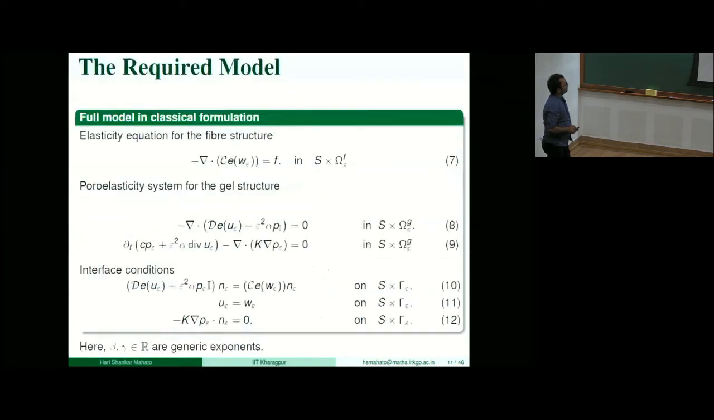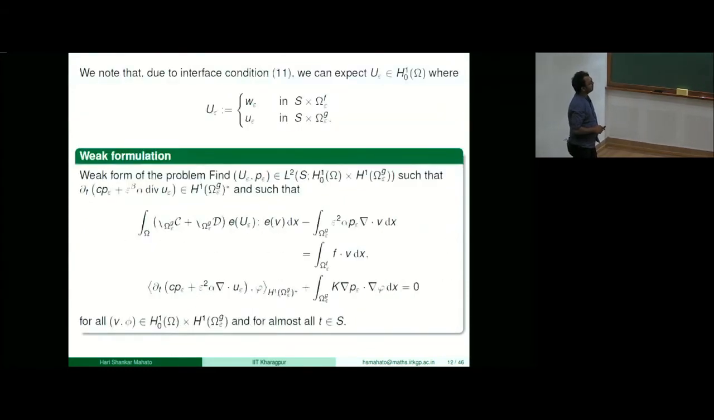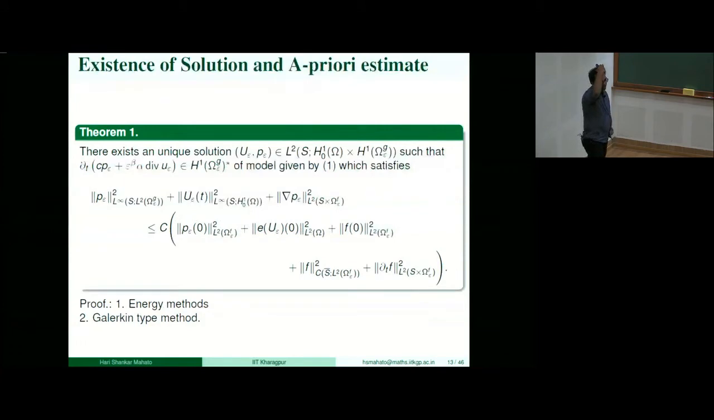Since we have the continuity of the displacement, we introduced a capital U epsilon, where when we are in the microfiber part, we'll denote it by W epsilon. When we are in the gel part, we'll denote it by U epsilon. And then we can define the weak solution in this fashion, where we are looking for the solution in this space, where the time derivative is in the dual space. All right, that's the standard weak formulation setting. And then by usual energy methods and Galerkin's approximation, we can obtain the existence of solution, and at the same time, this type of a priori estimate.